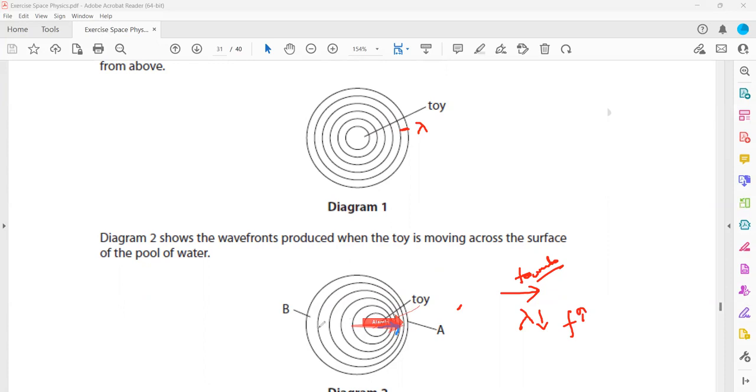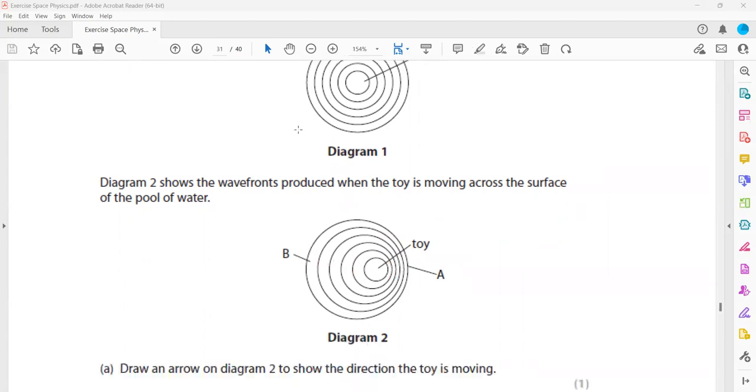And here you can see the gap between the wavefronts is increasing. It means the wavelength is increasing and the number of waves reaching per second is decreasing. So that's right, it is moving towards A, or towards the right.